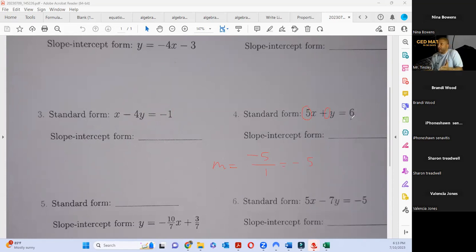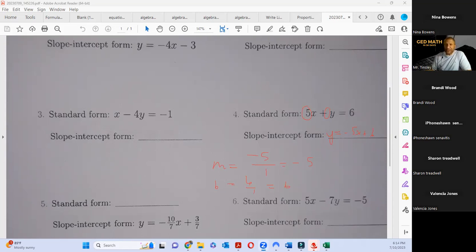My y-intercept is c over b. Again, 6 over 1, which is 6. So slope-intercept form will be y equals -5x plus 6. So you practice enough until you've got it.